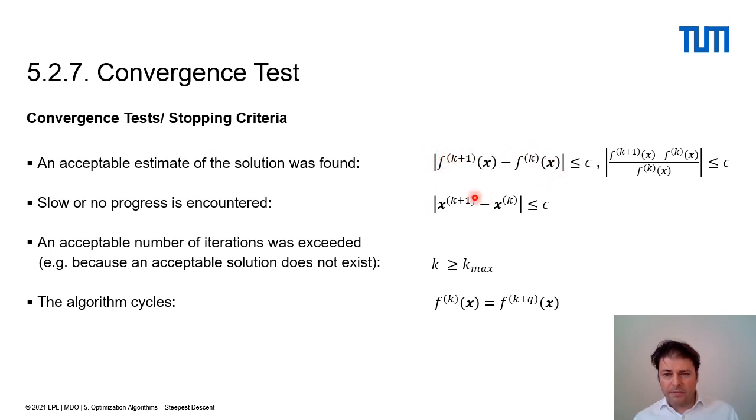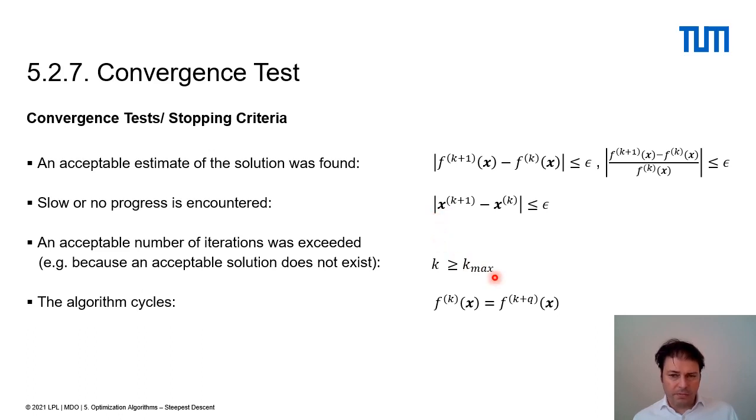So the first one assesses in your output space, or more specifically whether the values of your objective function still vary, they still change. The second one checks whether in your input space anything's happening. So, if the distance between your next design and the previous design is sufficiently large, and if it's not, then that's an indication that it's not moving anymore, it's not making progress.